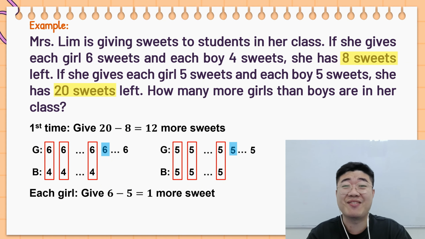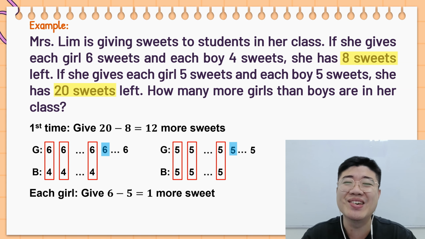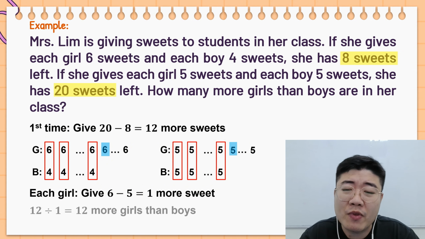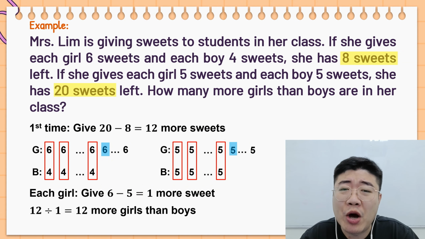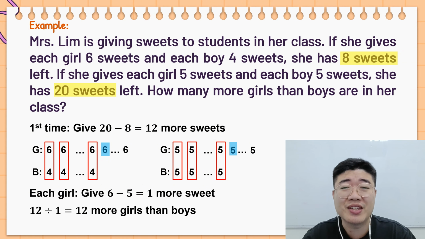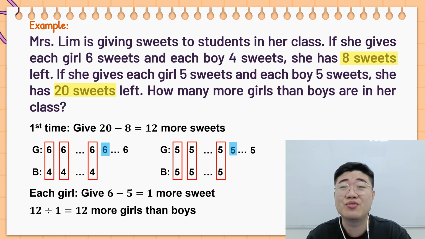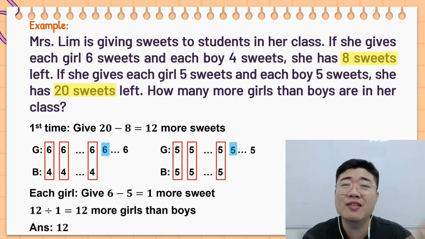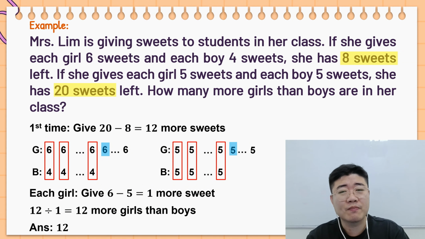So it means that we have to do, very good everyone, we've got to do our division again. So 12 divided by 1. There must be 12 more girls than boys. So for these girls, you get those 12 more sweets here. The answer is 12.